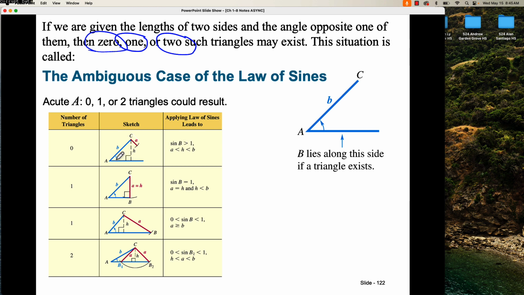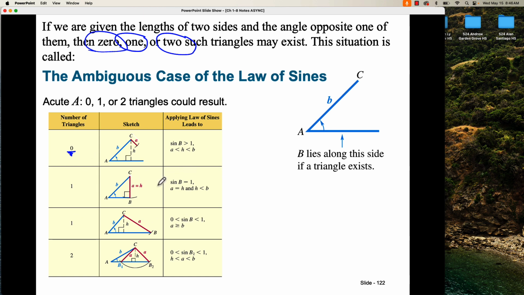I like the visual sketch better. See here that if little a is too short, there's no way you could connect it from vertex C to some vertex B along this side. And that's okay, that's fine. It just means that there are no triangles that would exist with those particular measurements.